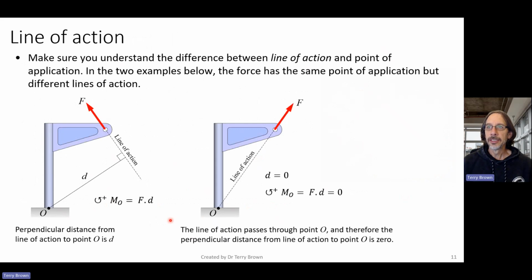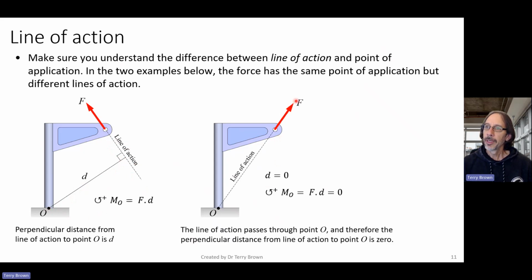Important to understand the difference between line of action of the force and the point of application of the force. In the two examples below here, the force has the same point of application, but the lines of action are different. Over on the left here, if we wanted to work out the turning effect of this force or its moment about point O, we would need to work out this perpendicular distance from the line of action of the force to point O, and that would be this distance here, D.